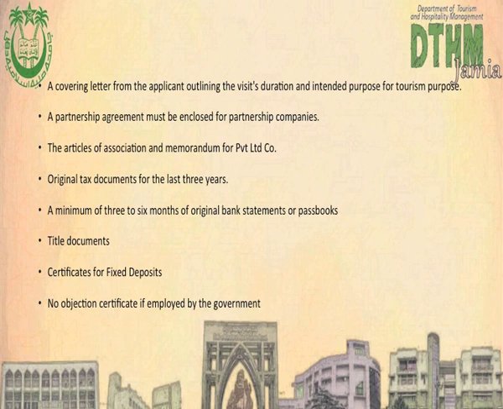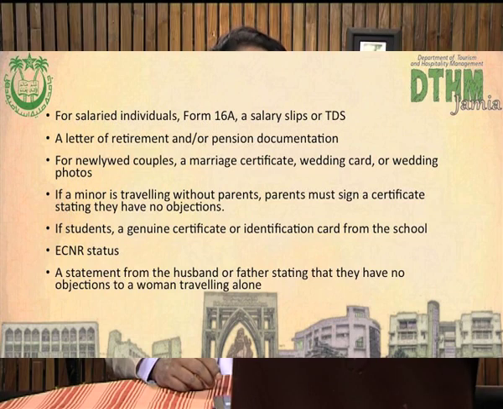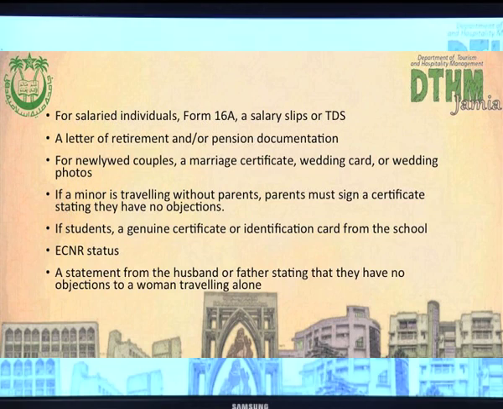passbooks, title documents, certificates for fixed deposits, no objection certificate if employed by the government. For salaried individuals, Form 16A, a salary slip or TDS. If retired, a letter of retirement or pension document. For newlywed couples, a marriage certificate, wedding card or wedding photos. If a minor is travelling without parents, parents must sign a certificate stating that they have no objection.